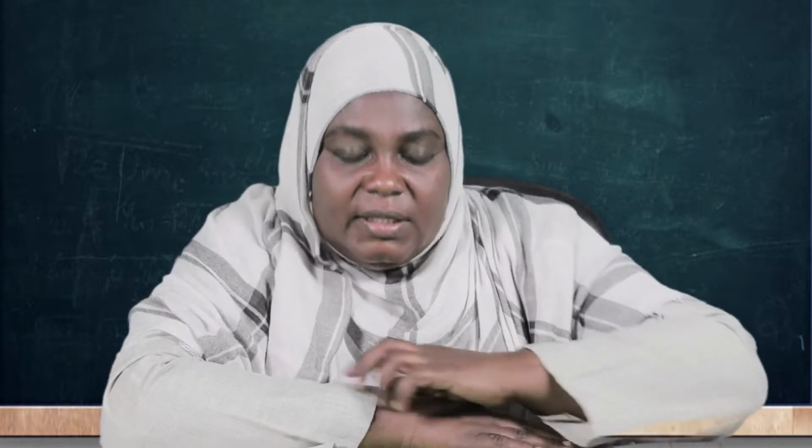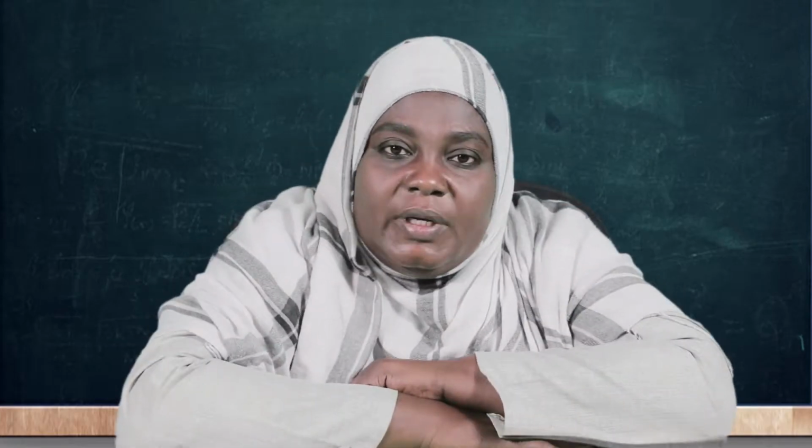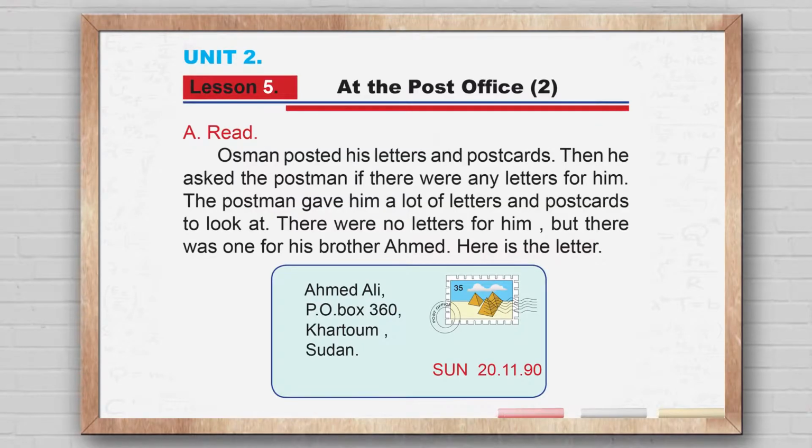In exercise C, write a sentence about what Uthman did. Here is an example: First, he wrote some letters and postcards. Then you can complete by writing the sentences. Dear pupil, we can go to lesson 5, at the post office too.